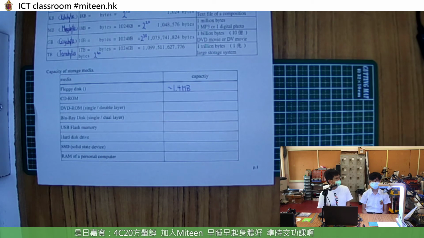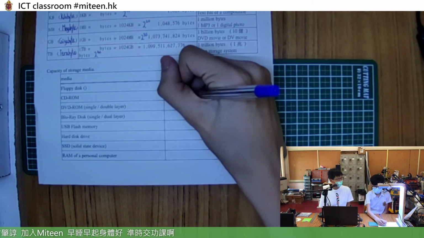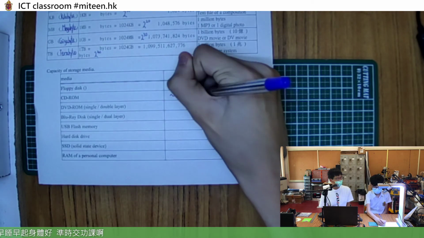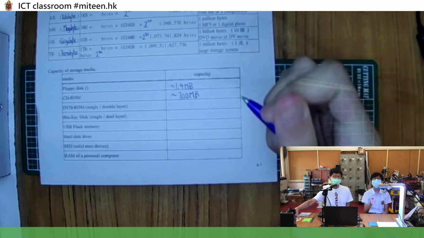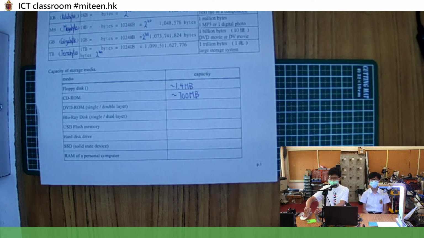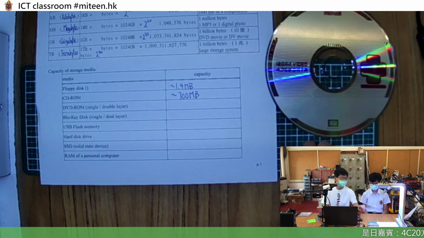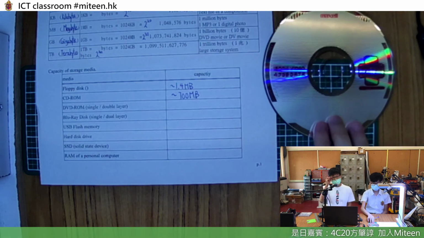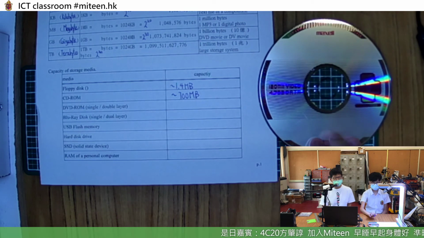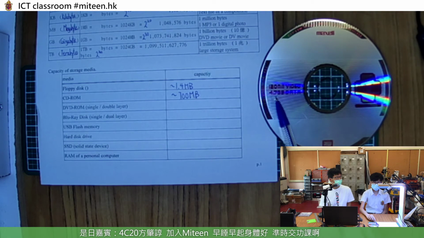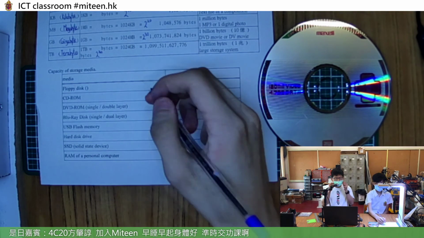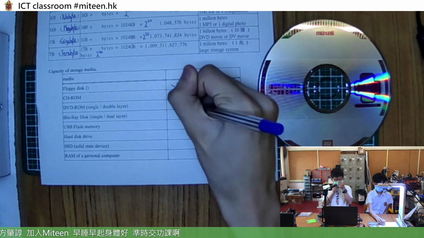Phillips, do you know the storage capacity of a CD-ROM? I think it's about 700 megabytes. Yes, right. It's much bigger than the floppy disk. So I will show you this one. This is a standard DVD-ROM. What's the capacity of a standard single layer DVD-ROM? It's about 4.7 gigabytes.